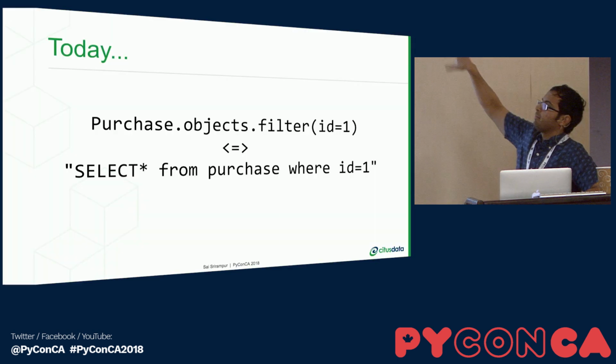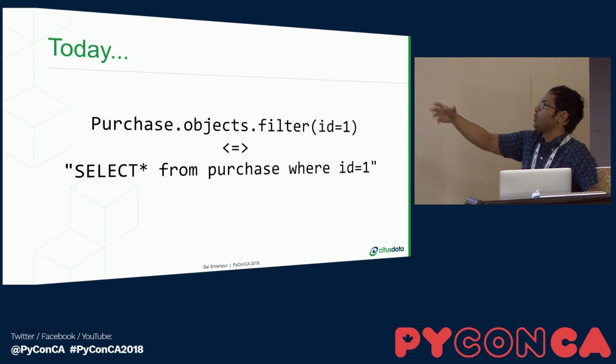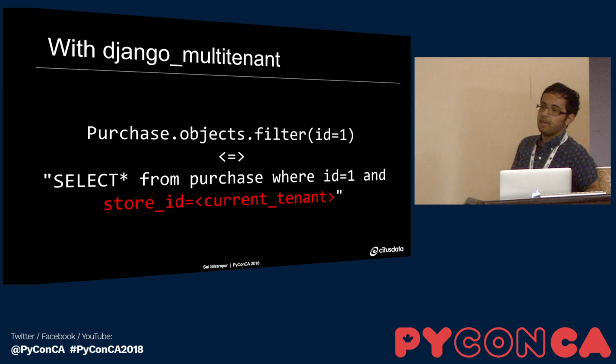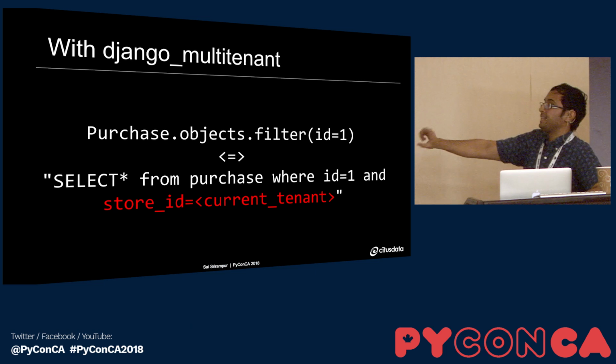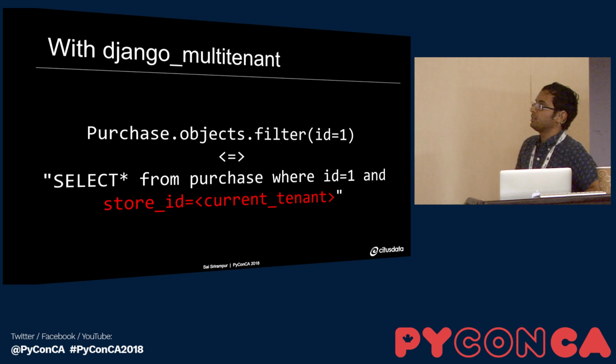And here is a quick summary of what it does. Today, without the Django multi-tenant library, you'd have your API calls doing something like this. I want to get the purchase for the ID 1. And then that would translate to a SQL query, say select star from purchase where ID is equal to 1. But once you start using the Django multi-tenant library, that particular API call would automatically have the filter added. So you'd have the store ID filter there, as you see, that's the tenant ID, and it automates adding that filter to the SQL query which it generates.